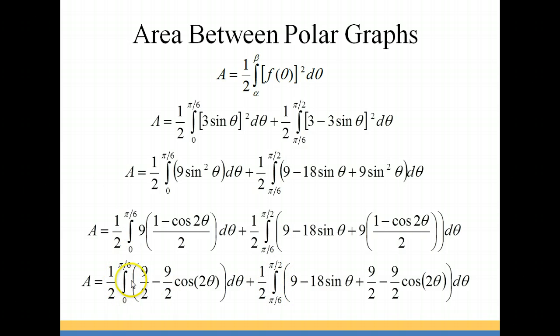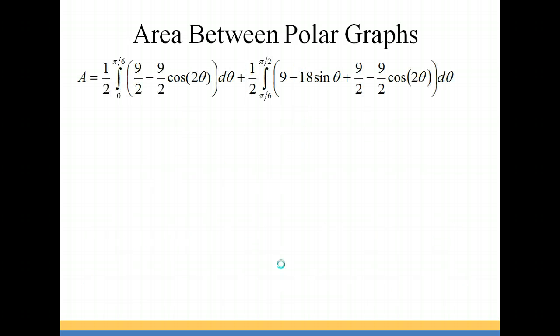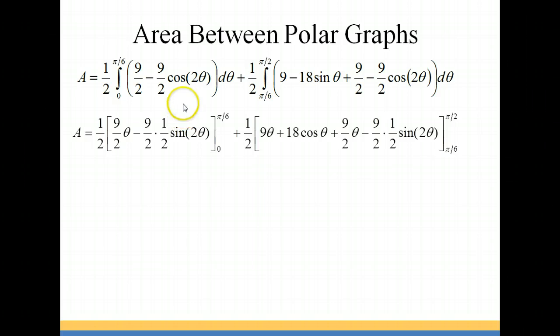For this circle, we're going from 0 to pi over 6. And for the limacon, we're going from pi over 6 to pi over 2. Okay, this is where we left off. So for our next step, what we're going to do is go ahead and integrate these.